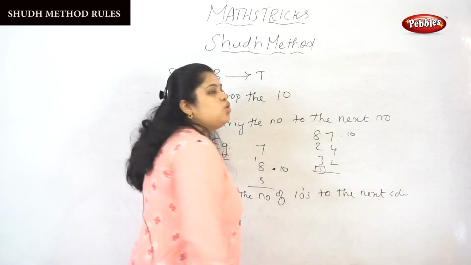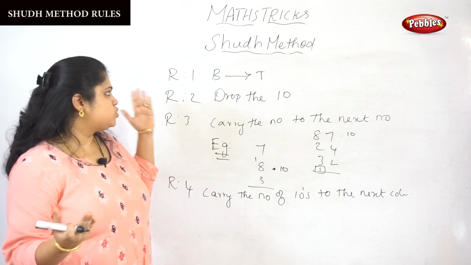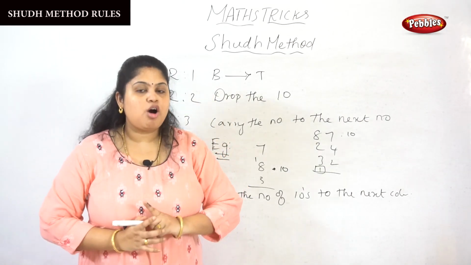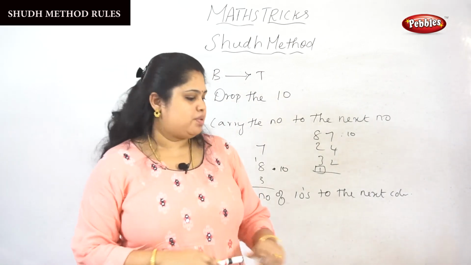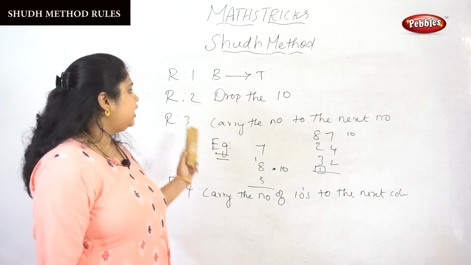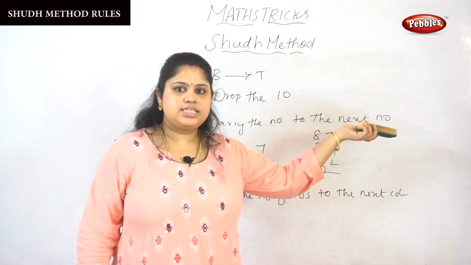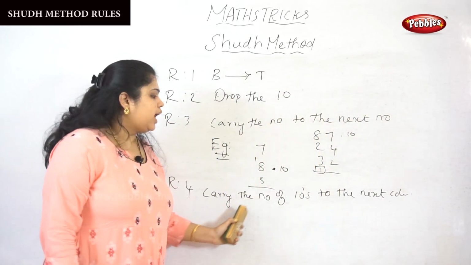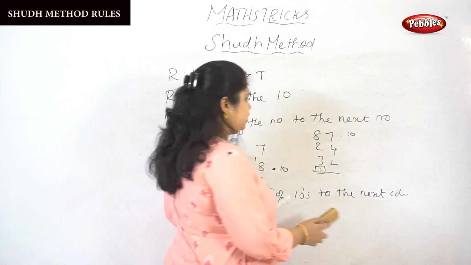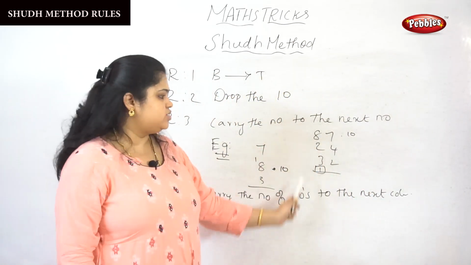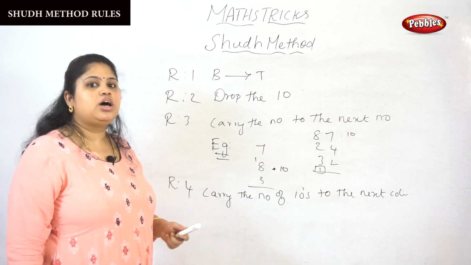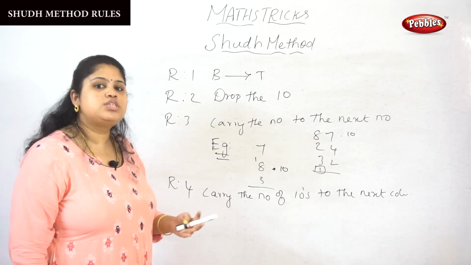Okay. So, what is the first step to perform the addition using the Sooth method? You want to perform it from the bottom to top. Step 2. You want to drop the 10. Step 3. Carry the number to the next above number. And step 4. Carry the number of 10s to the next row. You want to carry to the next column or next digit. Okay. So these are the steps to follow to perform the addition using the Sooth method.